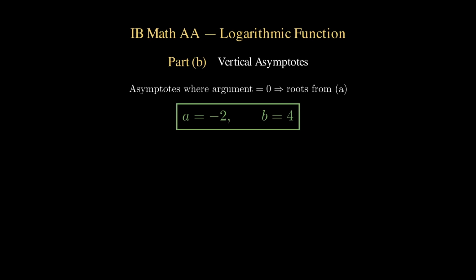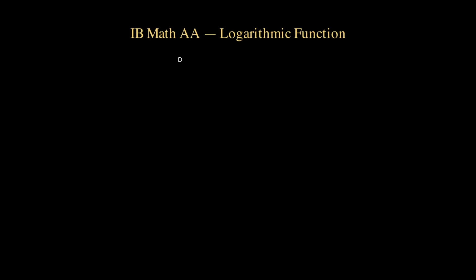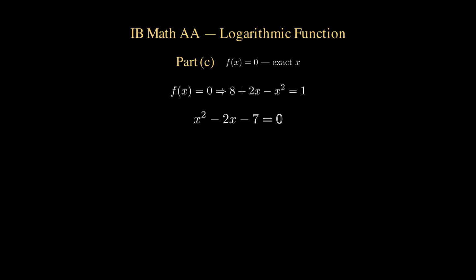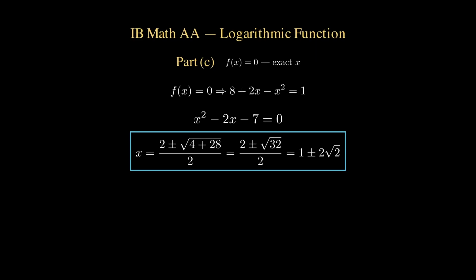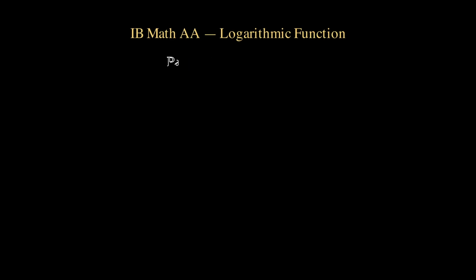For part C, f of x equals 0 means the argument of the logarithm equals 1. So 8 plus 2x minus x squared equals 1. Rearranging, x squared minus 2x minus 7 equals 0. Applying the quadratic formula, x equals 2 plus or minus the square root of 4 plus 28, all over 2. That's the square root of 32, which simplifies to 4 root 2. So x equals 1 plus or minus 2 root 2.